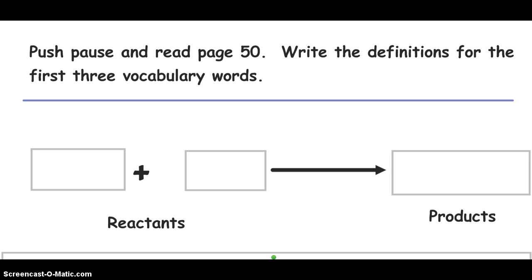What I'd like you to do is, because this first part about chemical reactions is review, I want you to push pause and read page 50 as a class. Take turns reading a couple of sentences, or pick one person to read a paragraph, whatever works best. And then the first 3 vocabulary words are in that first page. So as you read it together, fill in the definitions for those vocabulary words. So this is where you would push pause once again. Okay? So you got the definitions for those first three words.